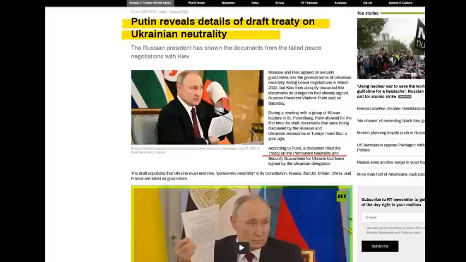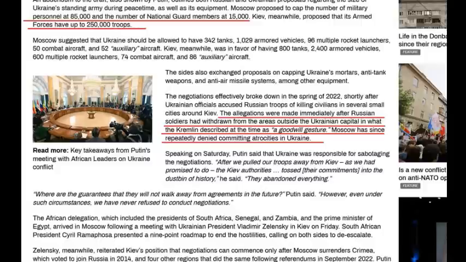And they were signed by the Ukrainian delegation. And the draft stipulated that Ukraine must enshrine permanent neutrality. And there would have been no war, no special military operation. But, of course, when you look at this addendum, as you can see yourself, there were some disagreements on the numbers of, for example, troops of the National Guard. Russia wanted 85,000 for Ukraine, of which 15,000 military personnel and 15,000 National Guard. Kyiv wanted up to 250,000.